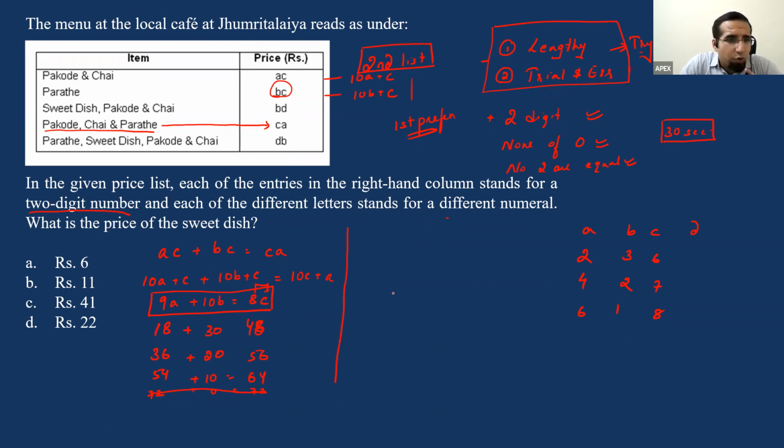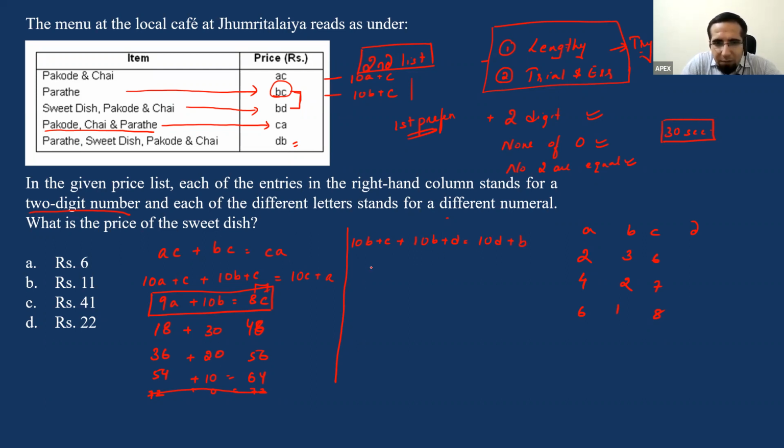Okay. Now, I need the relationship between A, B, C, and D somewhere. So if you observe, you have paranthe, chai, and pakode here. Or let's do this. You have sweet dish, pakode and chai, and you have paranthe. So can I say BC plus BD actually gives you DB, right? So I write 10B plus C plus BD, that is 10B plus D, is equal to DB, that is 10D plus B. So if we simplify this now, what do we get here, guys?